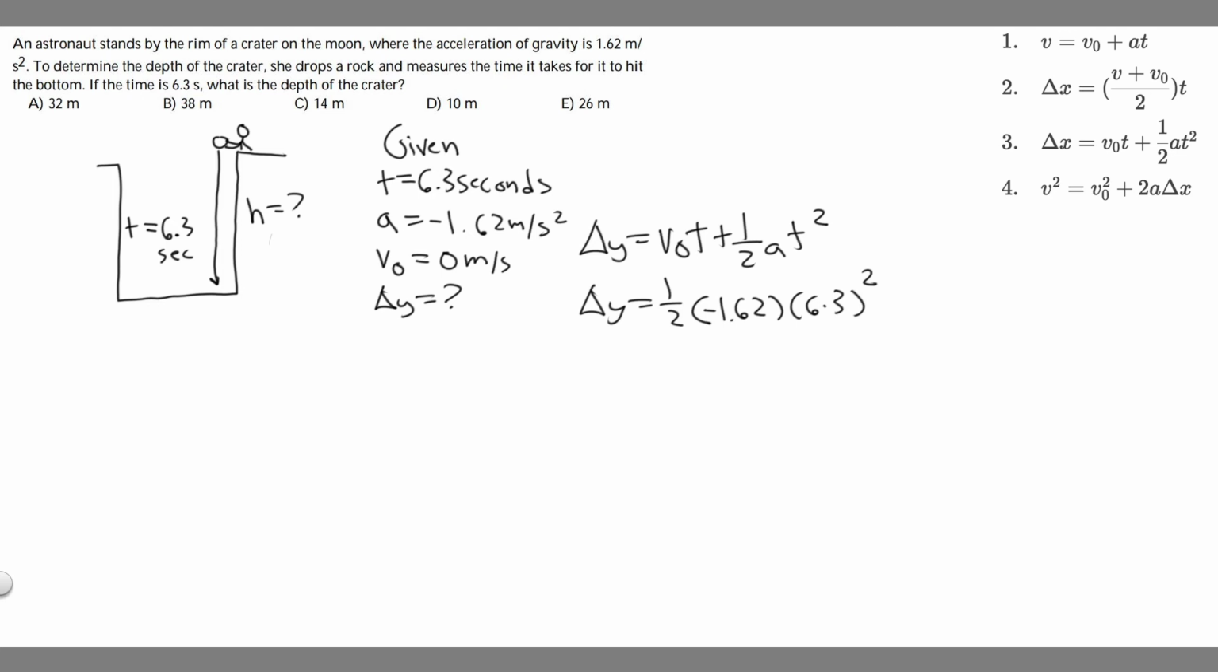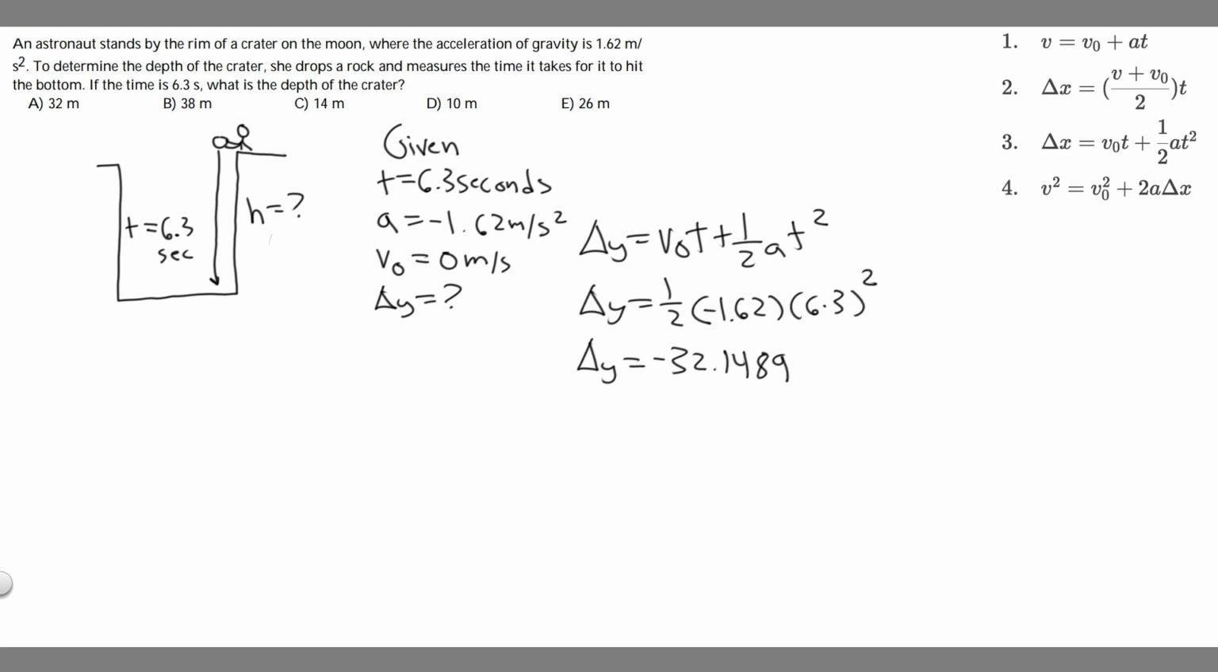So plug this in your calculator. It's going to be 1/2, which is just 0.5, times minus 1.62 times 6.3 squared. And when you do this, you're going to get delta y equals minus 32.1489. So notice it's negative, and why is that?